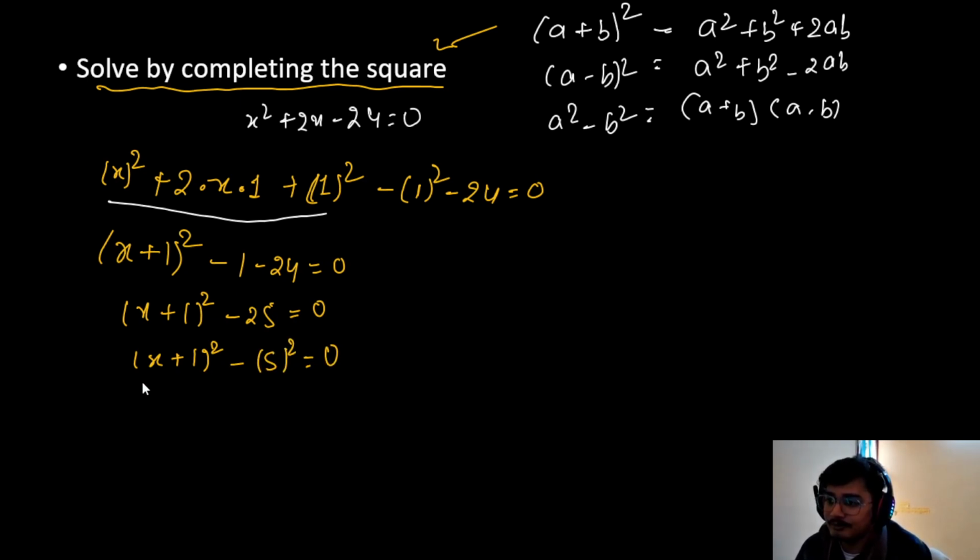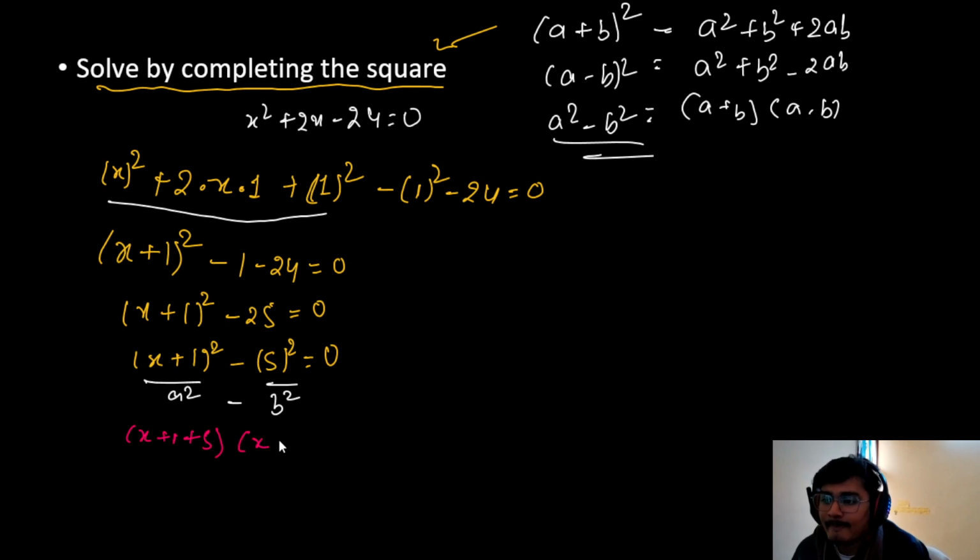Now you can see this is a, this is b. So this is a square, b square, and we have a minus sign. So this is the formula we can apply here, and what we will get is (a plus b) and (a minus b). a square minus b square is nothing but (a plus b) multiplied by (a minus b). So what we have is (x plus 6) and (x minus 4), and that will be equal to 0, as both are multiplied and the result is 0.